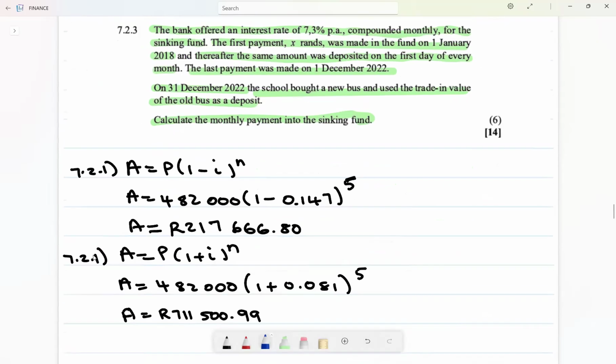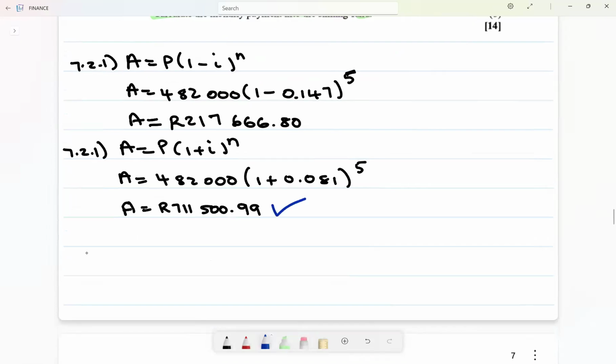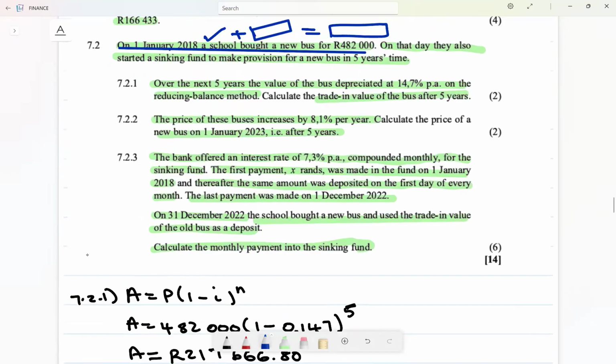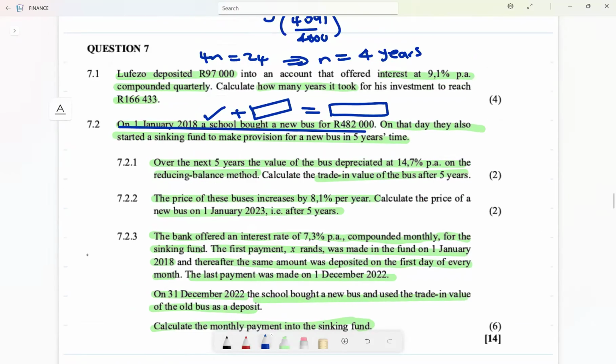So we see that the new bus is worth this much, and they're going to sell their old bus for this much. Can you see that you still need to have some amount to add to the value that you sold your old bus for, so that you can match the value of the new one? So instead of just wasting time, what do they do? They open a sinking fund. This is what is needed here, a sinking fund.